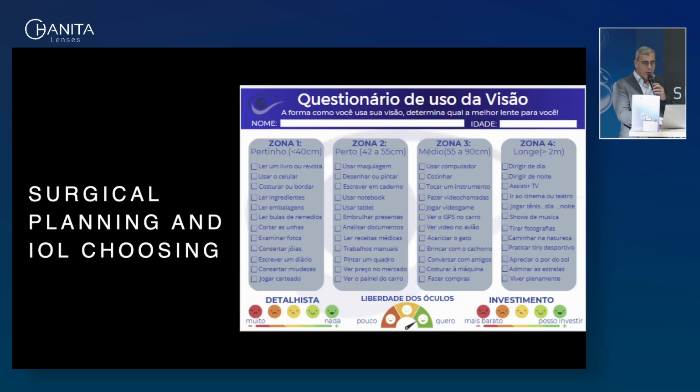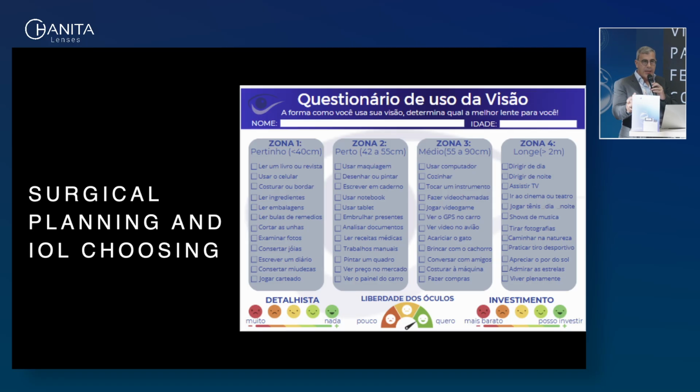And I also ask, how meticulous is the patient? How hard does he want spectacle independence? And what is the investment? Because in Brazil, you have to charge the patient out of his pocket. What investment is he willing to make? This helps me decide what's the best IOL for the patient, if he has a good eye for this.